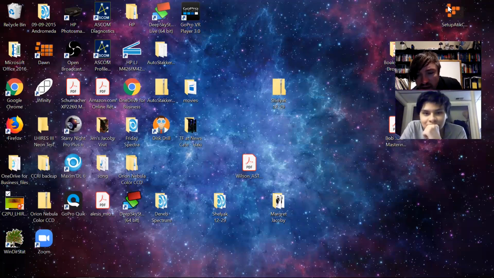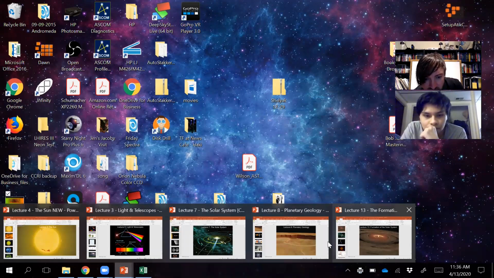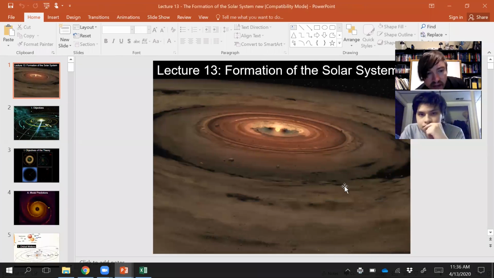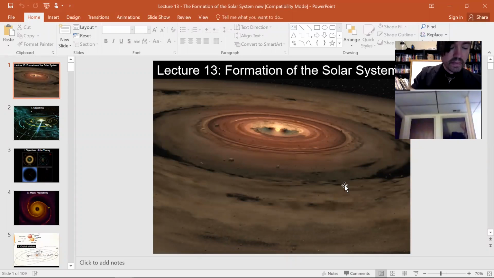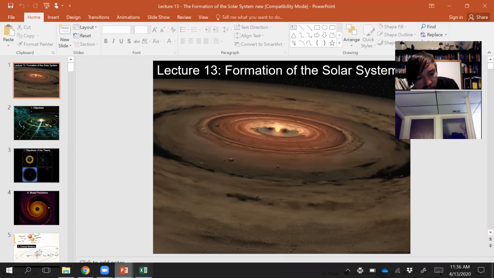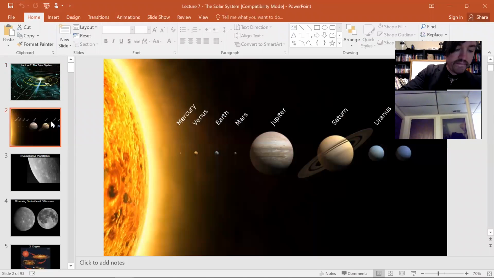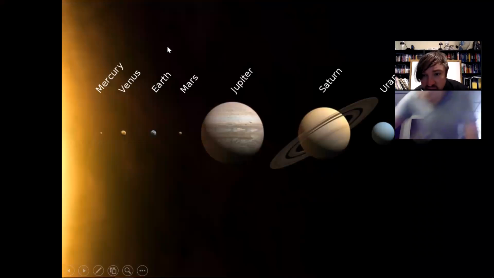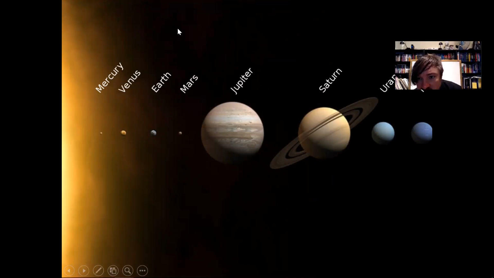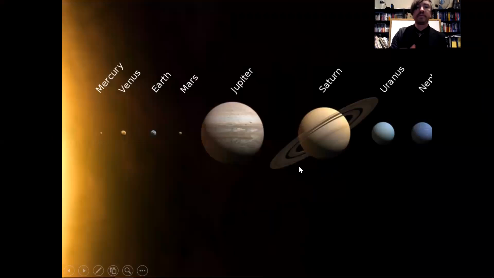Okay, so if you guys are hearing me okay, let's queue up a slideshow here on the formation of the solar system. Let's start with the overview of the solar system, and let's look at slide 2 here. So here we can see the planets of the solar system that you know and love so well. It looks like my slide is just a teensy bit cropped here.